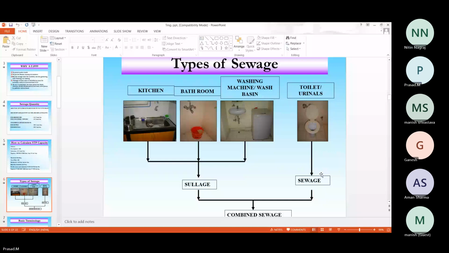Okay. So what is the type of sewage? This is another question. Many people will ask about the type of sewage. We have the grey water. You can say the water which is generated from kitchen, bathroom and washing machine or wash basin, this will be the grey water. And the water which is generated from the urine and toilet, this will be the black water. So sewage is nothing but a combination of grey water plus black water.